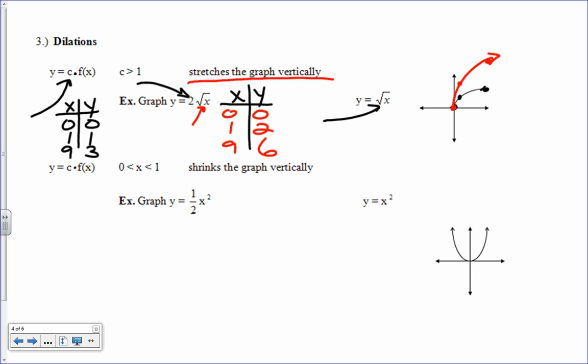So if you could think of some Play-Doh and you had the graph on there already and you stretched it like this, you could see that's what it would do, right?